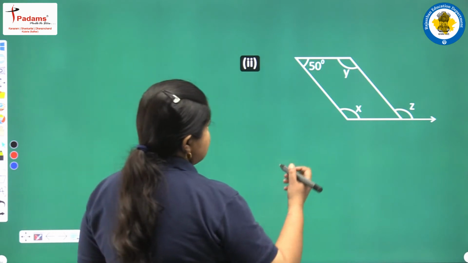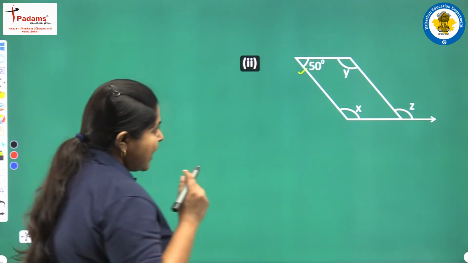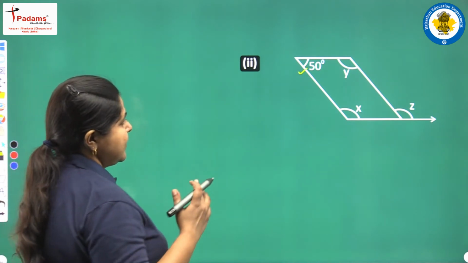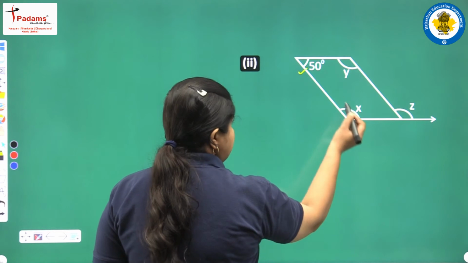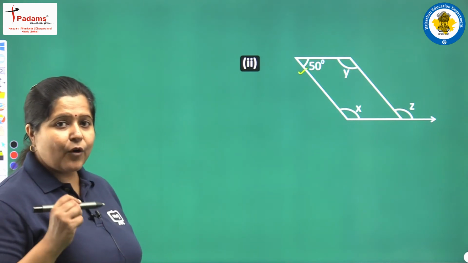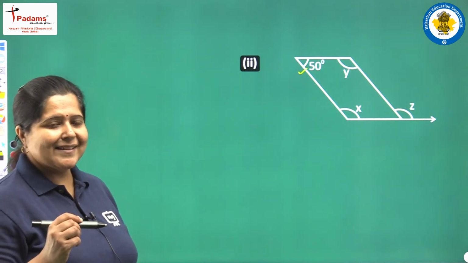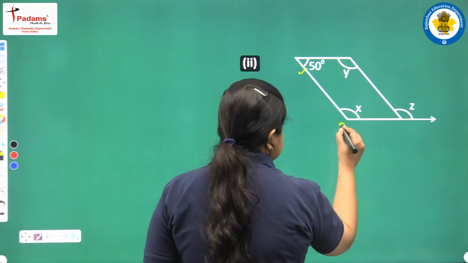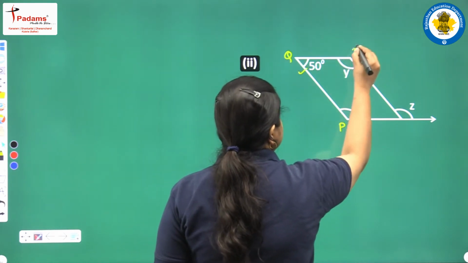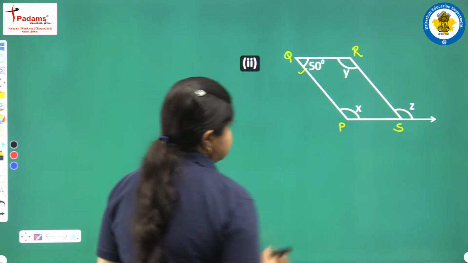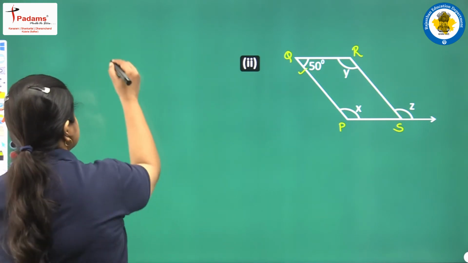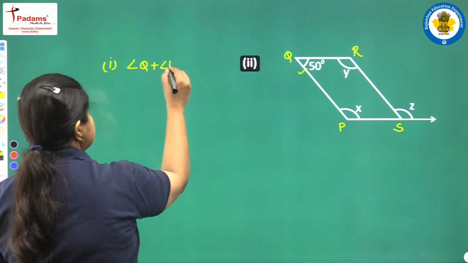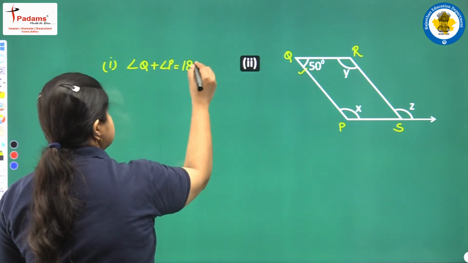First of all, let us have a look at this angle 50 degree. How is it related to other angles which are unknown to us? You can see that this 50 degree and X, these two angles are forming a pair of adjacent angles. Let us first name this parallelogram. Let us give it the name P, Q, R and S. Now we can say, first thing, angle Q plus angle P is equal to 180 degree.